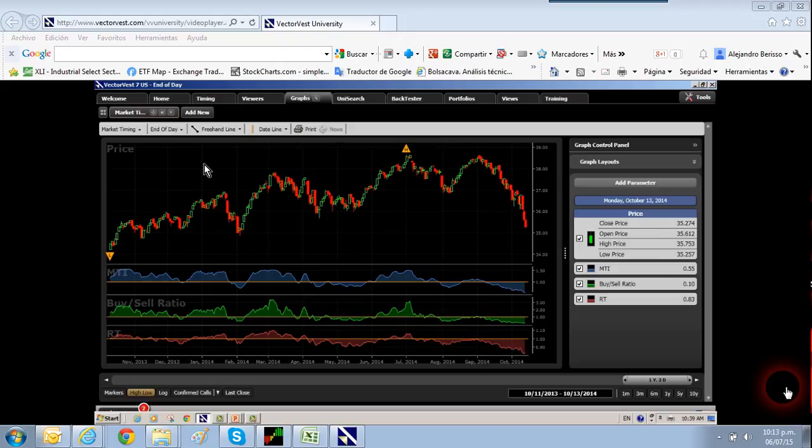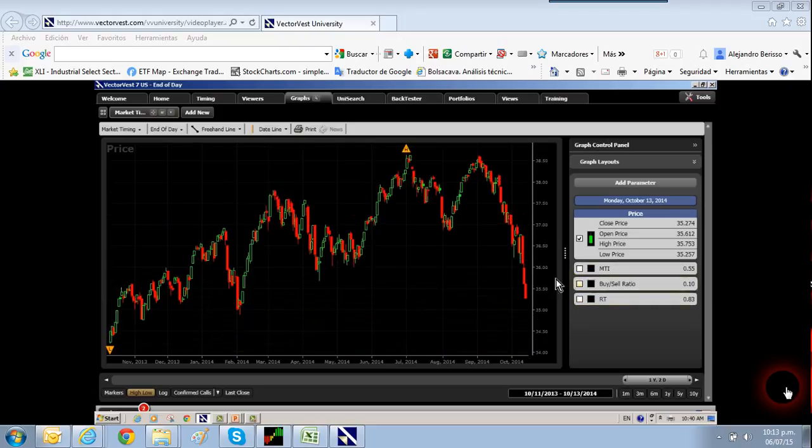Now the default market timing graph has 4 things on it, and we're just going to focus on one of them for now. So I'm just going to uncheck these other 3, and I'm going to leave what's called the VectorVest Composite, or the VVC, on the chart. This VVC is an indexed average of all the stocks that we track. It's an excellent representation of the overall market.